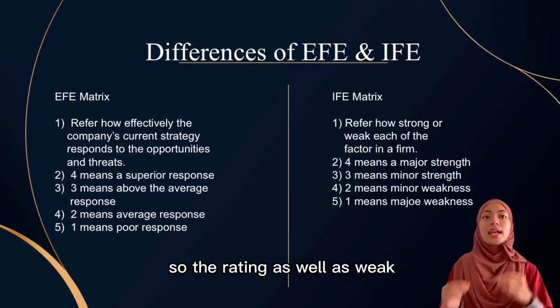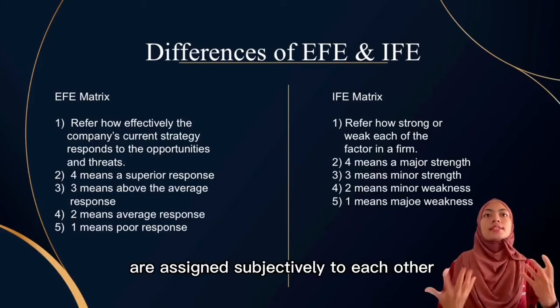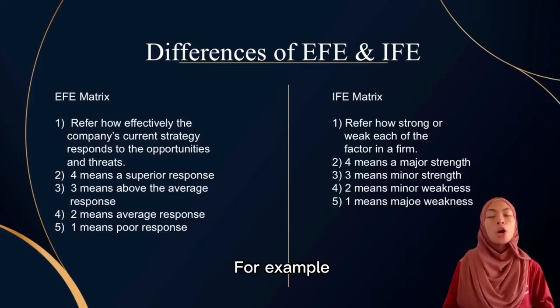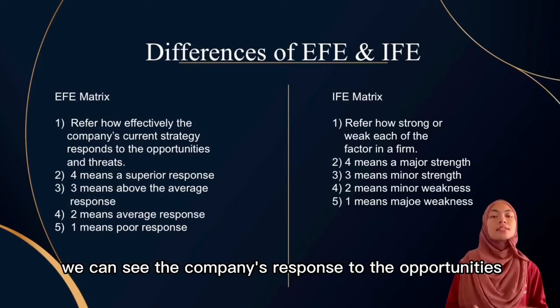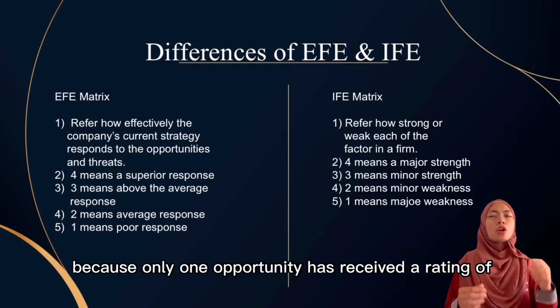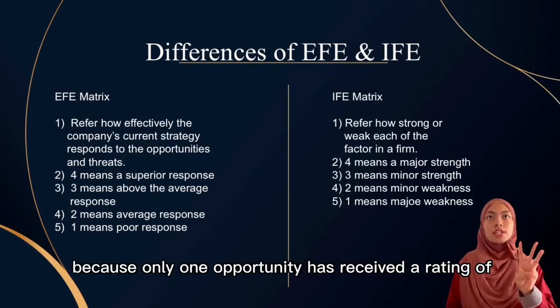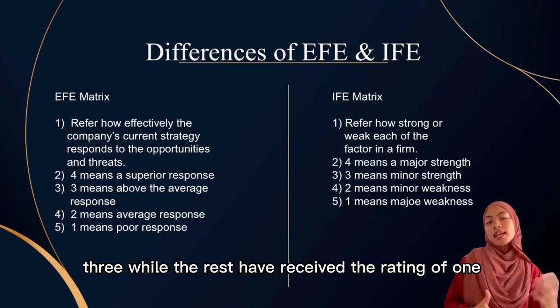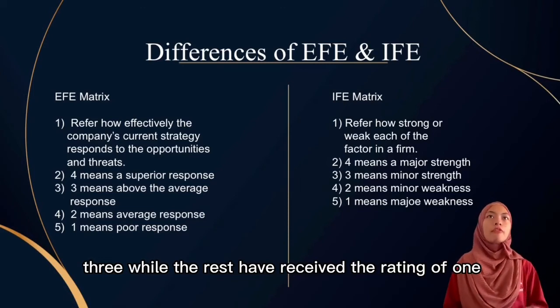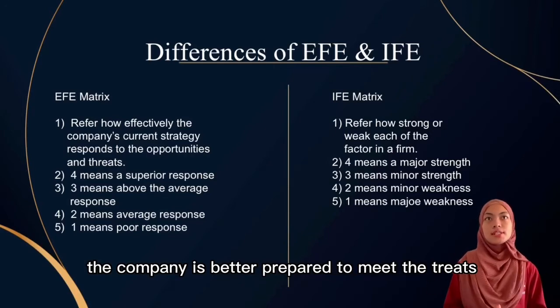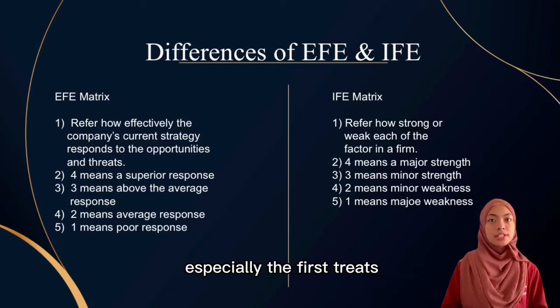So the ratings as well as weights are assigned subjectively. For example, we can see the company's response to the opportunities is rather poor because only one opportunity has received a rating of 3, while the rest have received a rating of 1. The company is better prepared to meet the threats, especially the first threat.